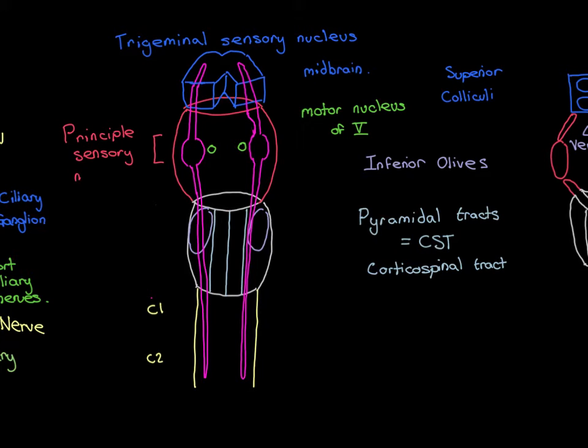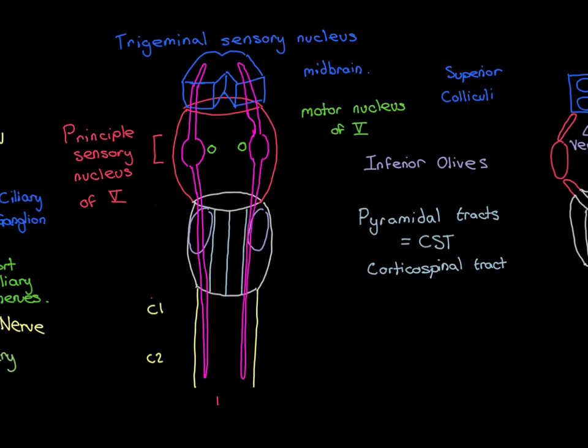principal sensory nucleus of the trigeminal nerve, because this is where most of the central processes of the primary sensory afferents are going to synapse. So principal sensory nucleus of 5. So, what are the other two portions called? This bit that's extending up into the midbrain, that's called the mesencephalic sensory nucleus of 5.